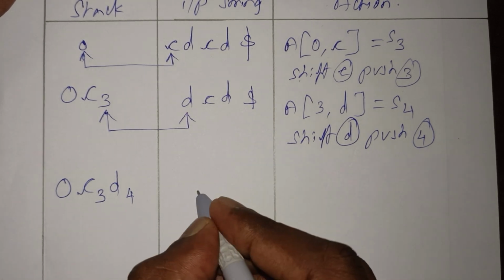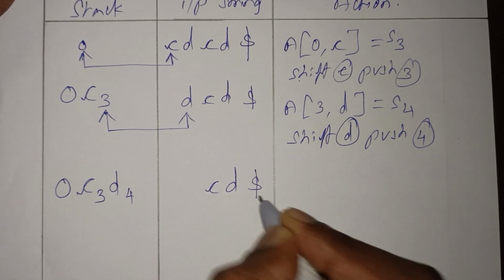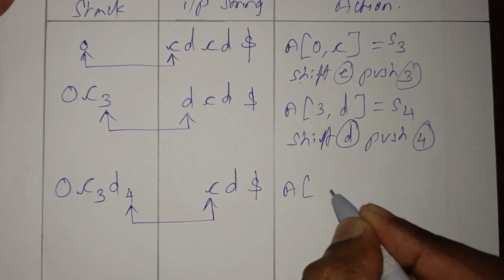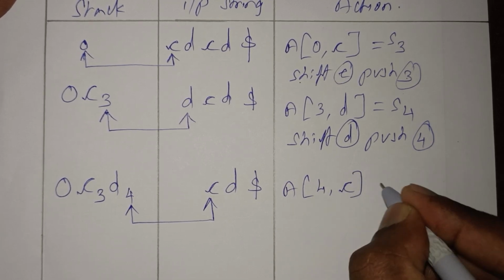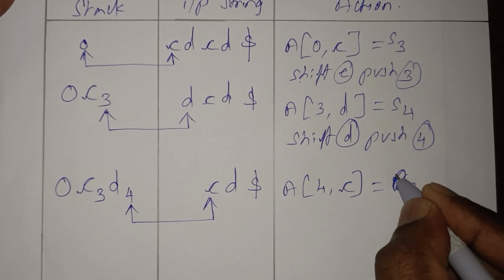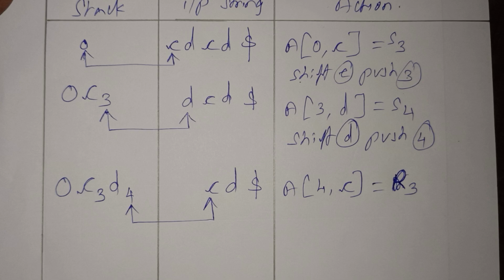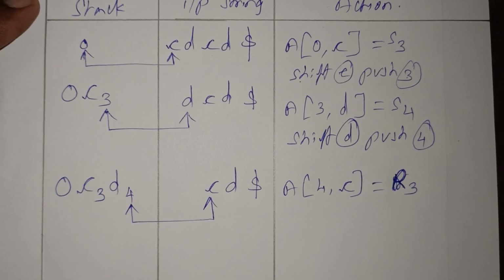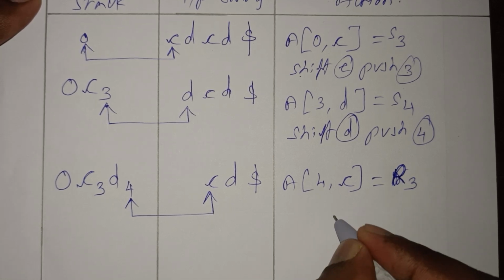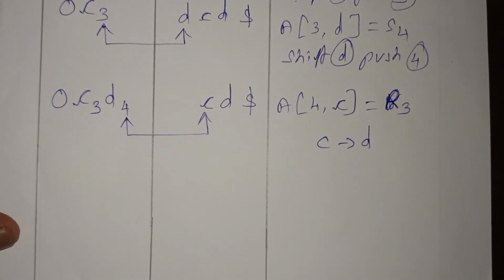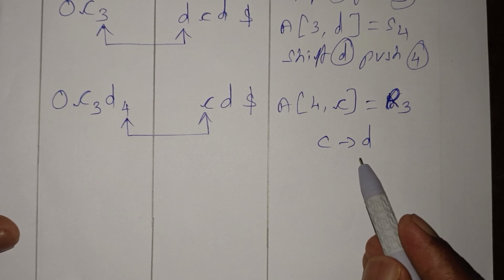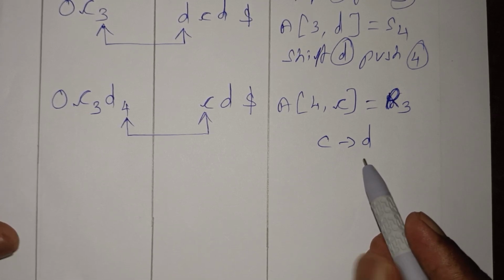Now what is the leftover in the input string? Small c and d, and dollar is also there. Now compare this 4 and c, so action of 4 comma small c. We got r3. So r3 means we need to reduce. What is reduction? Take this r3. What is the production for this r3? You can see that C tends to d. Take this production. This is the way, these are the steps we need to reduce.